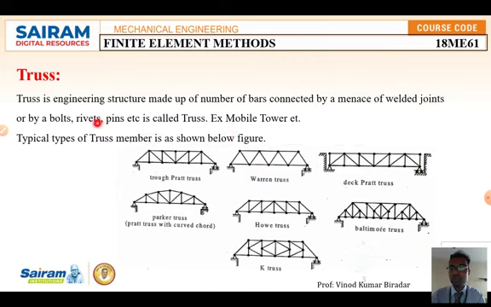So that is the best example of a truss element. What do you mean by truss? A truss is an engineering structure made up of a number of bars connected by means of welded joints, or bolts, rivets, pins, etc. The example is a mobile tower. These are the different types of truss element. Look at these small bars; this is called a truss element.